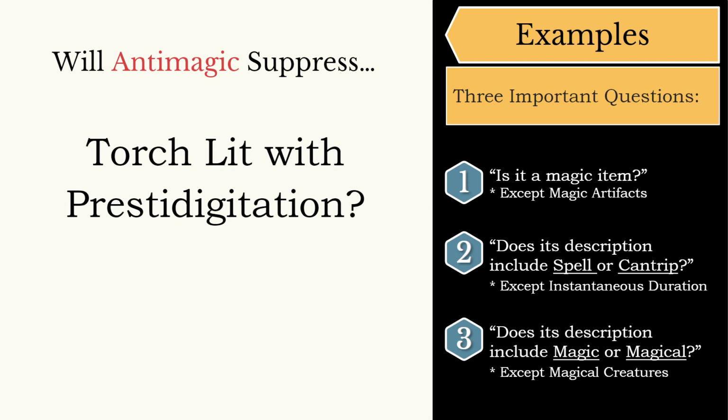And the answer is no. The spell may have lit the torch, but the flame itself is not magical, therefore that person can use the cantrip to light the torch and then enter an anti-magic field without the torch going out.